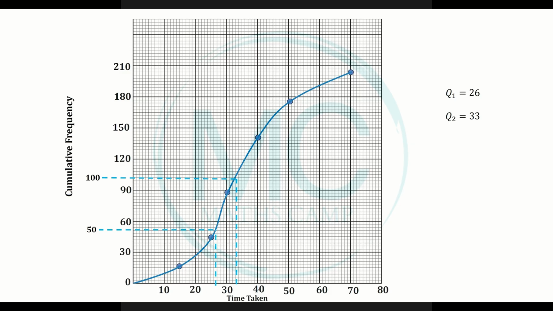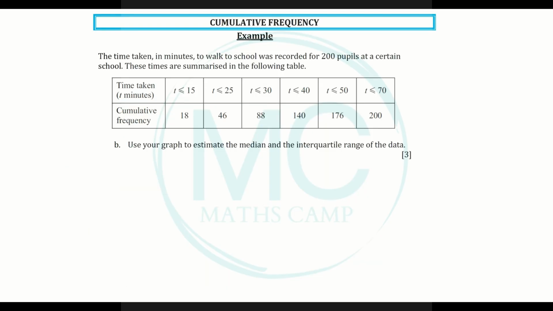Finally, let's find the value of Q3. For Q3, the cumulative frequency is 150. So I can draw my line from 150 to the curve and then down to the x-axis. This touches the axis at 42. So let's make a note that Q3 is equal to 42. Now we can go back to our question. The question wants us to find the median, which we know is Q2. So I can say that Q2 is equal to 33.